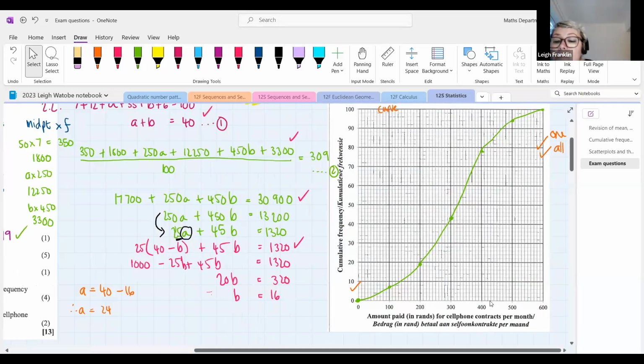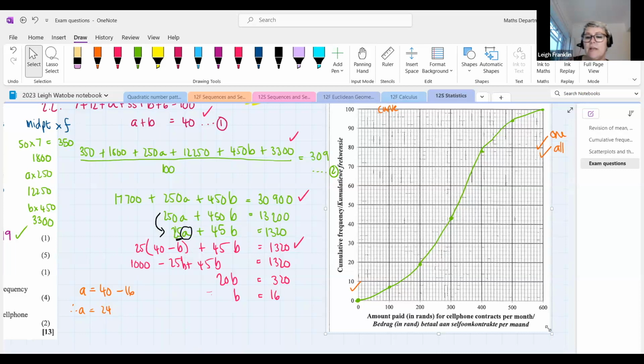Okay, so 2, 4, 6, 8, 10, 2, 4. So there's 20. I just need to make this bigger. Oh, but if I do that, it's going to affect my curve. I should have thought about that before. Unfortunately, I should have made this curve a lot bigger when I actually plotted it, because then it would be a little bit easier for you to see.